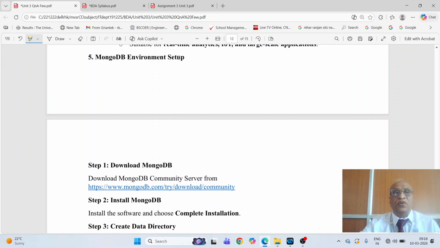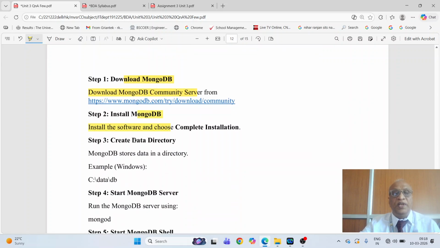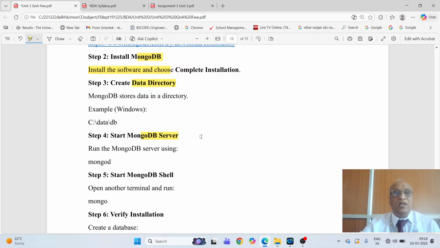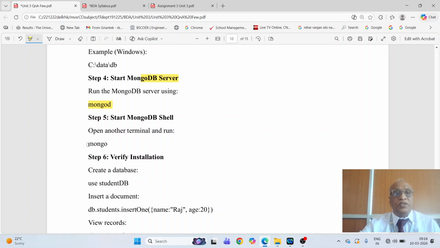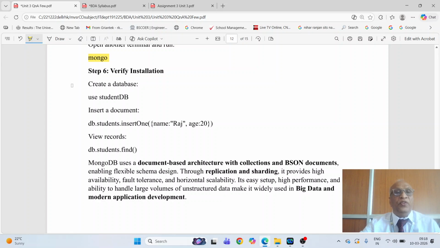The setup for MongoDB is: you need to download MongoDB, install MongoDB, create a data directory, start the MongoDB server using this command mongod, open the terminal and run the shell mongo. Then you can check the installation by creating a database using the use command and inserting records.